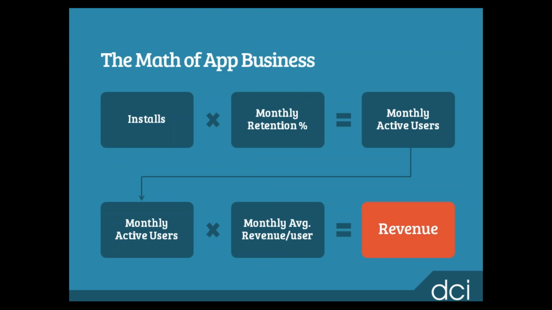So here is a map of app business. Each and every app business revolves around this map. So the installs multiplied by the monthly retention percentage gives you the monthly active users, and the monthly active users multiplied by the monthly average revenue per user gives you the overall revenue. So the more users stick to your app for a long time, the more revenue you get. It's as simple as that. So you need to ensure that you build a great app, you make the users find your app, and make them stick around for a while.